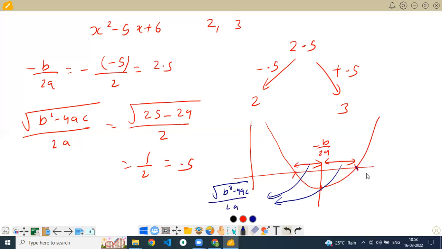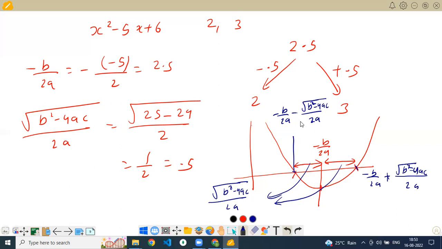So this point will be minus b by 2a plus square root of b square minus 4ac by 2a, and this point will be minus b by 2a minus square root of b square minus 4ac by 2a. Both the ways. Does this make sense? Yes, sir.